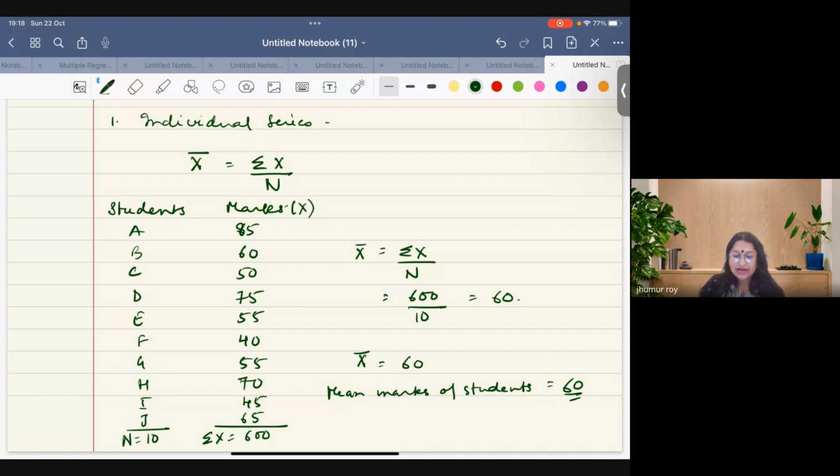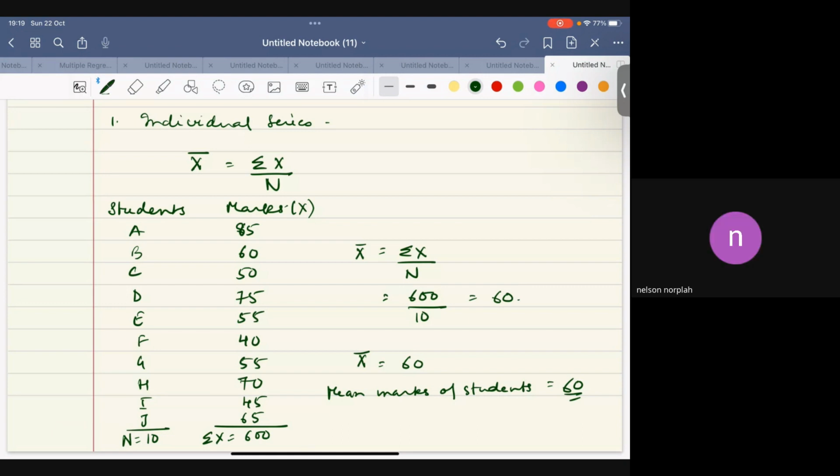Is everybody clear with the first series? You just have to add up the variable x and divide it by the number of observations, or number of students in this case. Can I get a quick thumbs up so that I know I go to the next method?